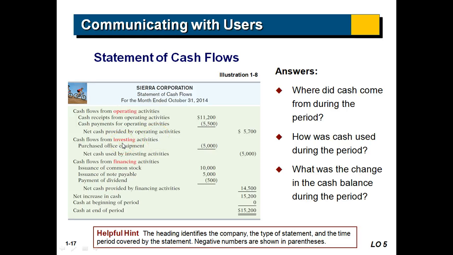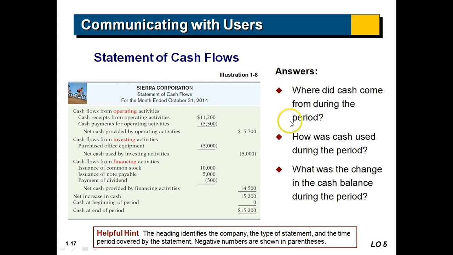Investing activities. We invest in our long-term assets. So in this case, they bought office equipment, so cash went out. And then the last category is financing activities. So they received cash by issuing stock. They received cash by issuing a note, which means they borrowed money from the bank. And they also paid a dividend. So they paid cash to their investors, $500. Can we subtotal each of those here on the far right column? Add it up. Add that increase in cash to our beginning cash balance of 0, and that's our ending cash balance.